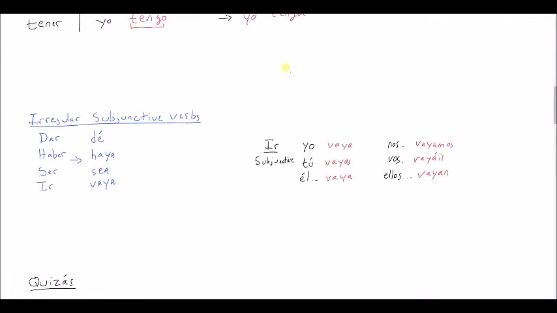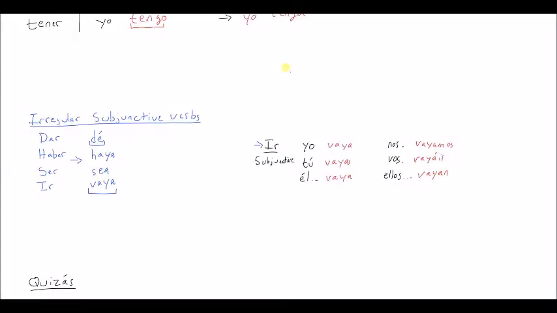We have verbs like dar, which becomes de as its root. Verbs like haber, which becomes haya, ser becomes sea, and ir becomes vaya. These are ones you're going to need to study so that you can learn them. So just to show that, looking here on ir, the subjunctive looks like this. Yo vaya, tú vayas, él vaya, nosotros vayamos, vosotros vayáis, and ellos vayan.